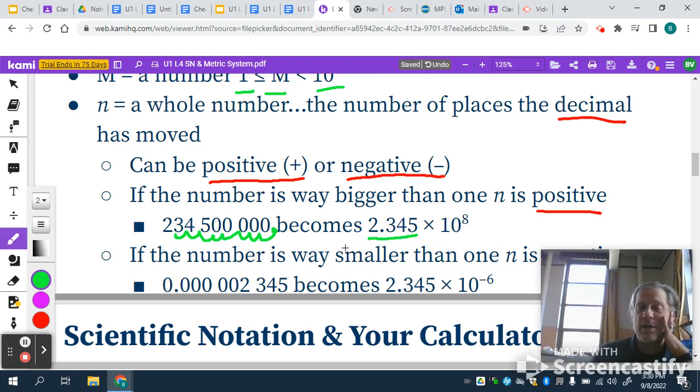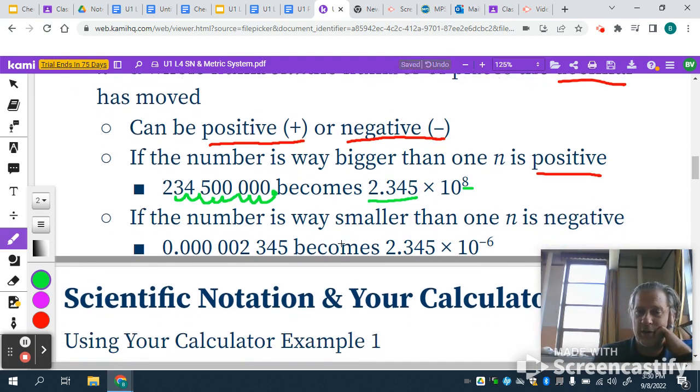Now, the number of places that I move the decimal becomes my N value. So I moved it 1, 2, 3, 4, 5, 6, 7, 8 spots. So my N is 8, and it's positive. So this number, 2.345 times 10 to the 8th power, is my positive value.